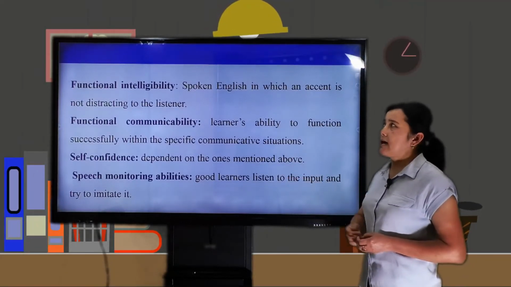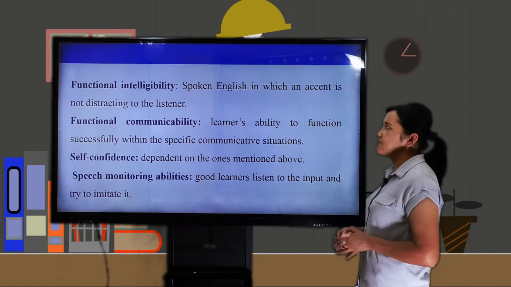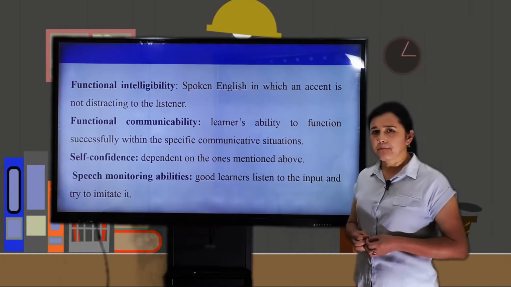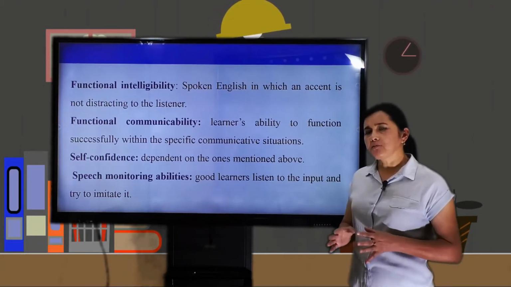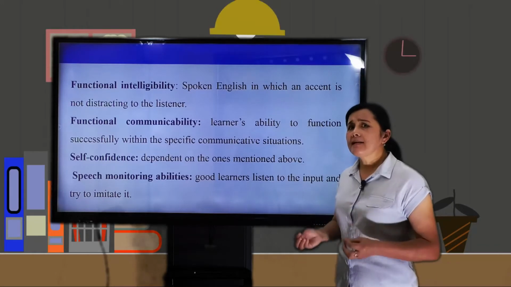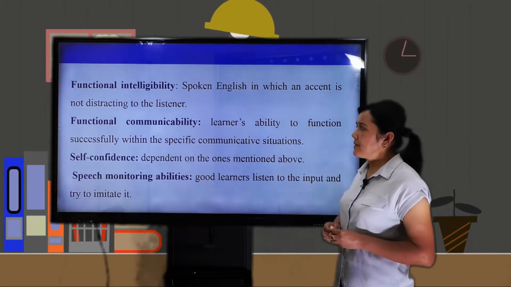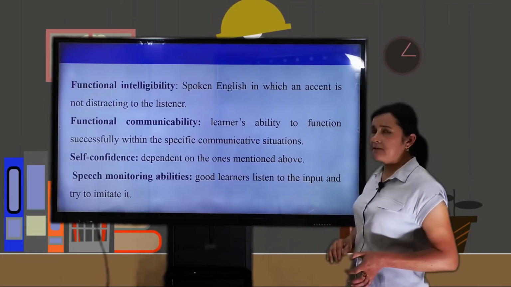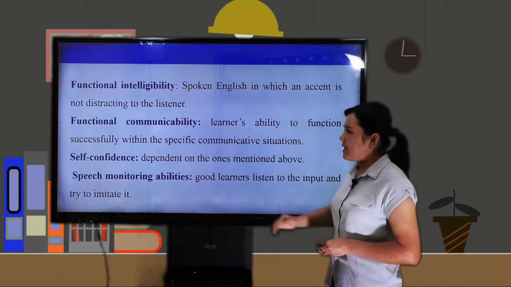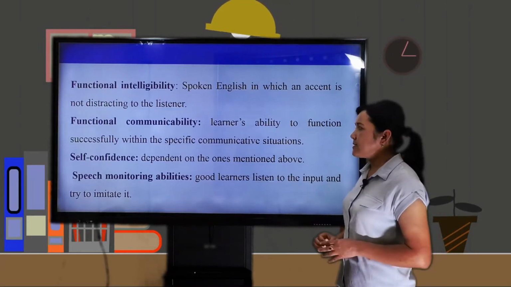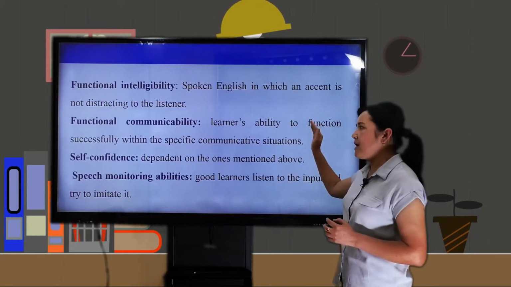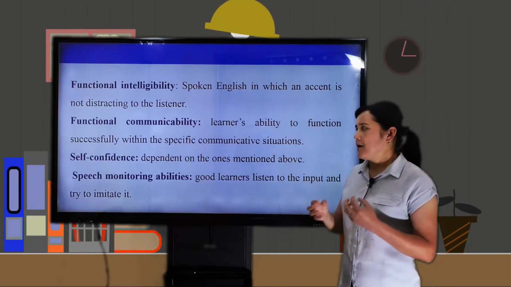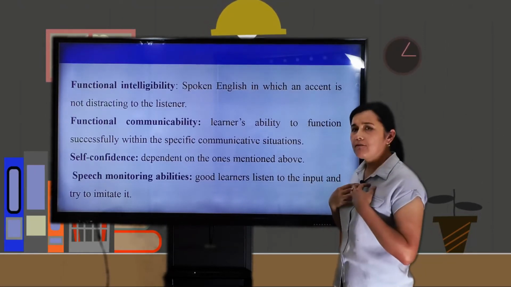So, functional intelligibility, what is it? It is spoken English in which an accent is not distracting to the listener. So, your speech must be understandable. And functional communicability is learners' ability to function successfully within specific communicative situations. And the next one is self-confidence. It is dependent on the ones mentioned above. So if your pronunciation is perfect, you feel free and confident when you are speaking.